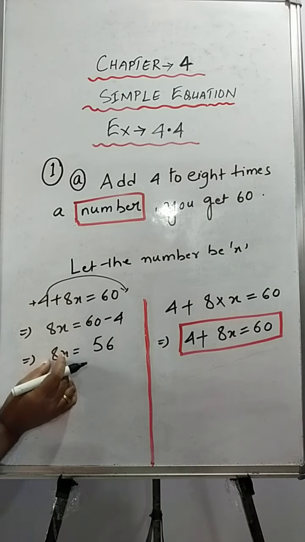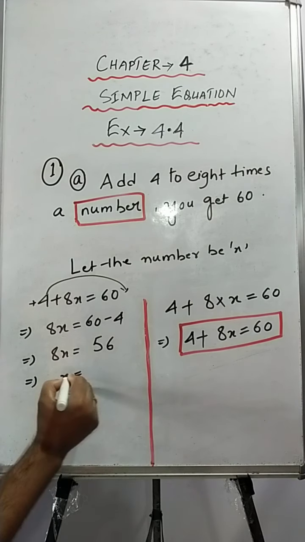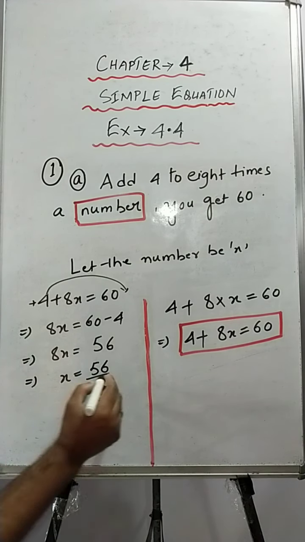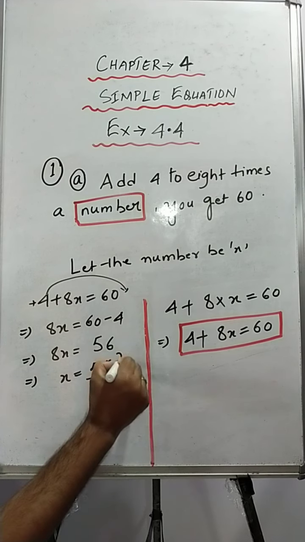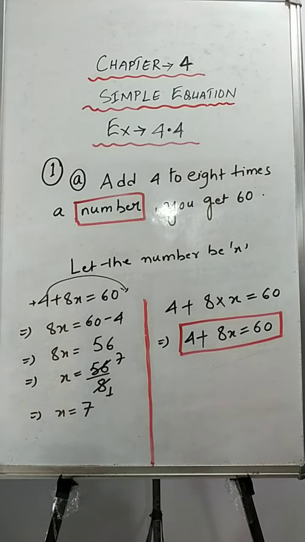Now finally we have to transpose this 8 towards the right hand side, absolutely right. So x equals 56 by 8. That is, 8 ones are 8, 8 sevens are 56. So x equals 7, students. So this is the required unknown number and this is the entire solution of sum number A of question number 1. Now let's move on to sum number B.